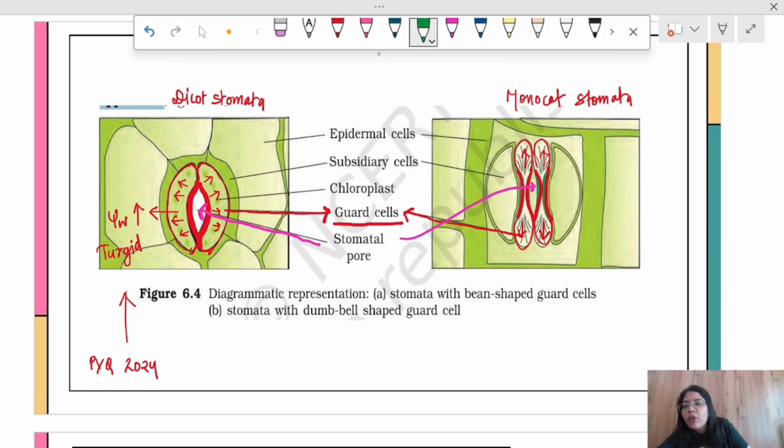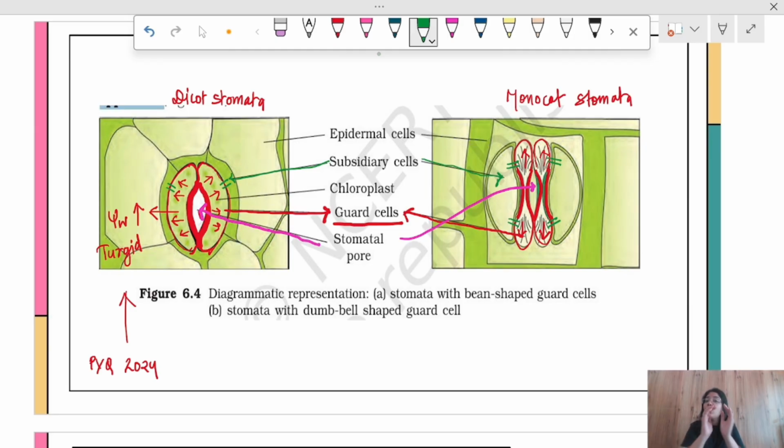Now you can see plenty of cells which are present here also, right? You can see these two cells are present here. Okay, these cells are connected with the help of plasmodesmata. Here you can see this cell they have labeled as subsidiary cell. Actually it should be labeled as this, but fine, in NCERT we have to consider that only. So this is the subsidiary cell here, and this is the subsidiary cell. Subsidiary cell is the cell which is surrounding the guard cell.